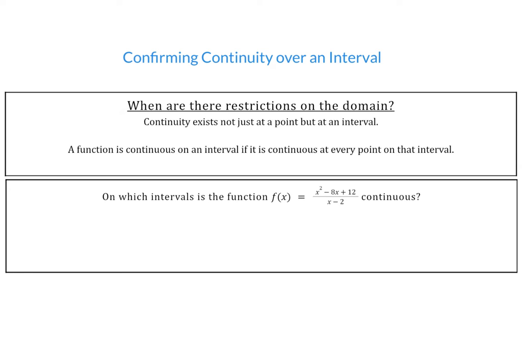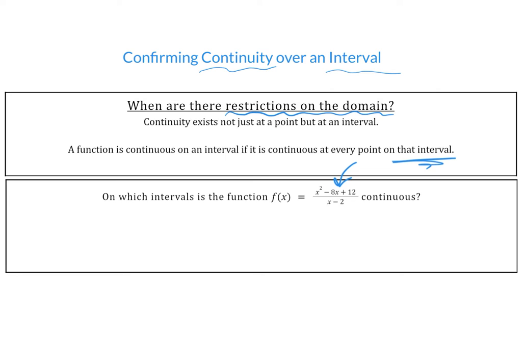In today's lesson, we are looking at continuity again, but instead of at a single point, we are looking at it over an interval. So what we want to do is look at a function and decide on what intervals it is continuous. What we want to look for first are where there are restrictions, so where it is not continuous. And then we can write out the interval that it is continuous. So on this example, on which intervals is the function continuous?